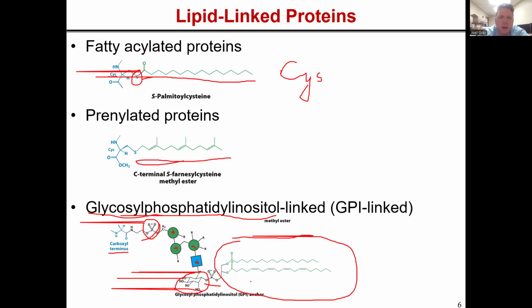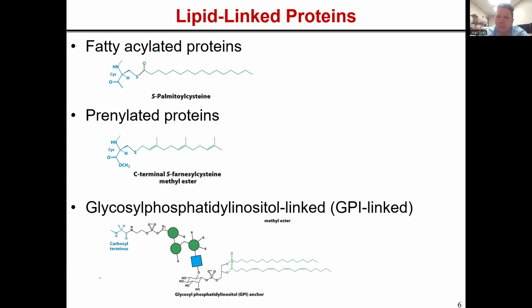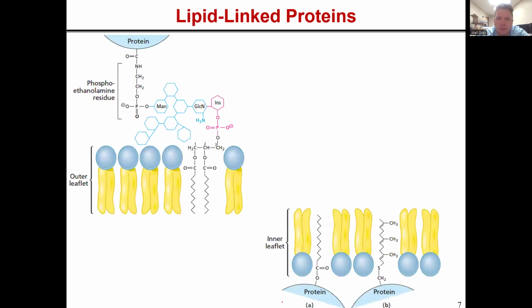So if we go back for this GPI, I'm going to clear all my drawings here, because your takeaway from this is that cysteine is a great place for adding a palmitate or a fatty acid, and adding an isoprene subunit or a farnesyl group. So this right here is a protein. That protein's free floating around in space, but not completely, because it is linked to this glycosyl phosphatidylinositol.